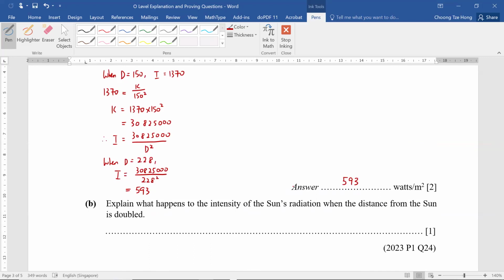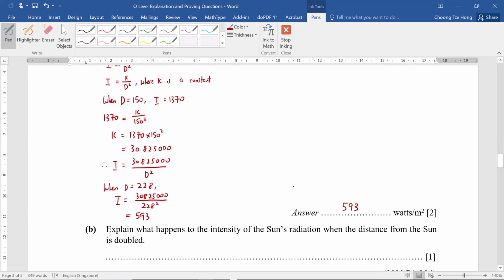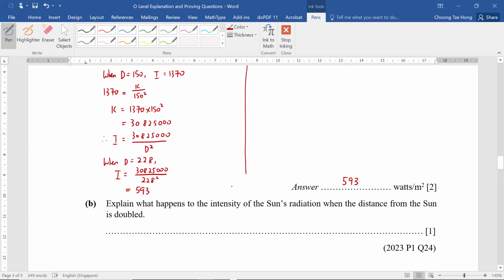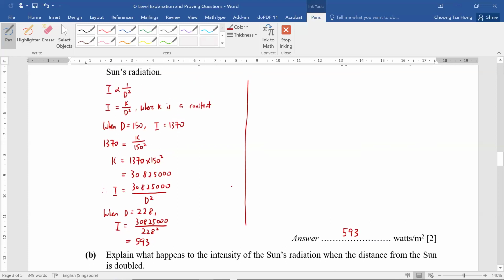Then in part B, they ask us an explanation question. Explain what happens to the intensity of the sun's radiation when the distance from the sun is doubled. Now they have a general case whereby there's an original distance with a particular intensity. They want to double that distance and ask what will happen to that original intensity. So here we need to pay attention to the equation. Note that in this question they only give you one line to write your answer, so it should be something that is intuitive to you.